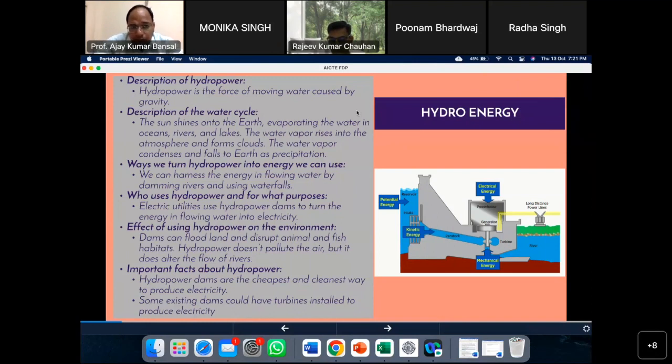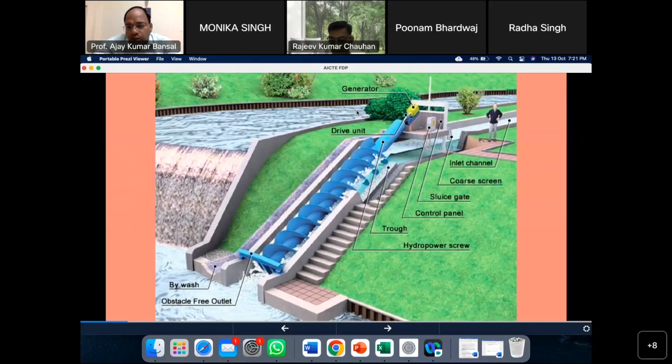energy. Generally, hydropower is the force of moving water, mainly due to the gravitational force. Very small hydropower plants can be constructed. This is an example of a very small type of hydropower plant which does not require a large construction. It has a very small turbine shaft, and with the help of that turbine shaft we rotate the generator to generate electricity.